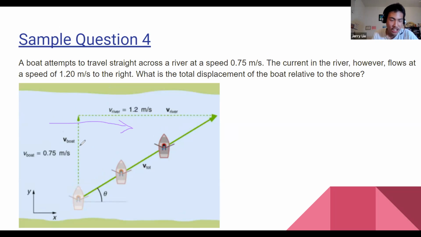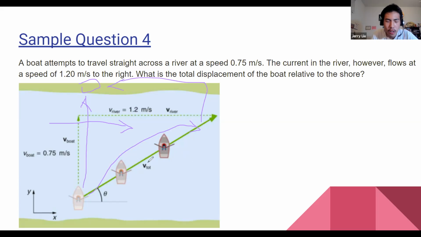A river is not just stagnant water. So when a boat wants to travel across the river, if it just directly tries to travel perpendicular to the flow, or just directly the shortest distance from one side to another, it'll end up drifting away. And if there's a house here that they want to get to, they'll end up at a great distance away from the house and they have to travel back up.